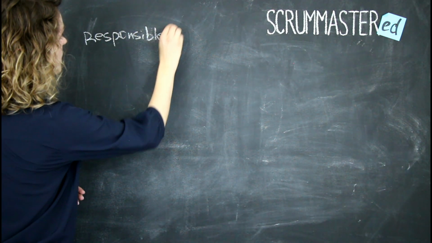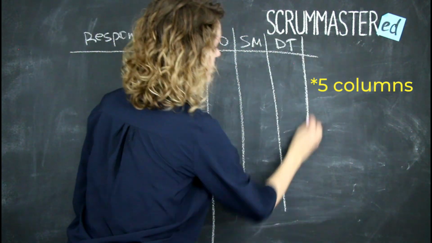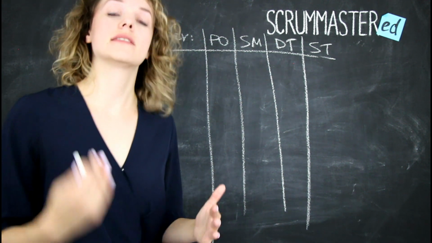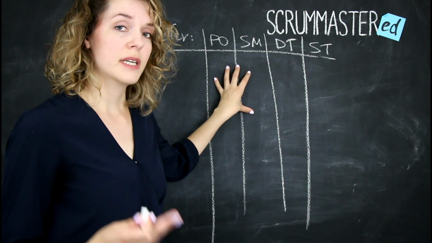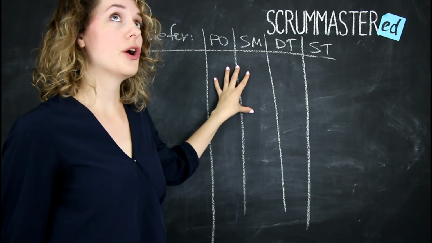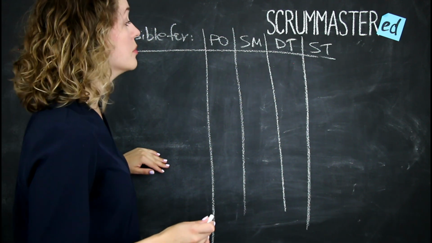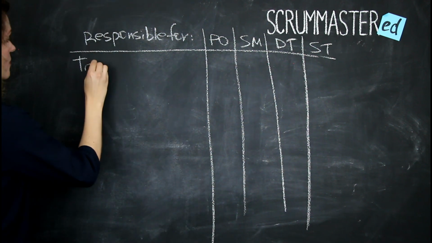What I usually do, I prepare a poster, and the poster will have 4 columns. And then I will have various responsibilities of the different roles of the Scrum team that I think usually are misunderstood, and I list them right here. For example, who is responsible for the team's performance?